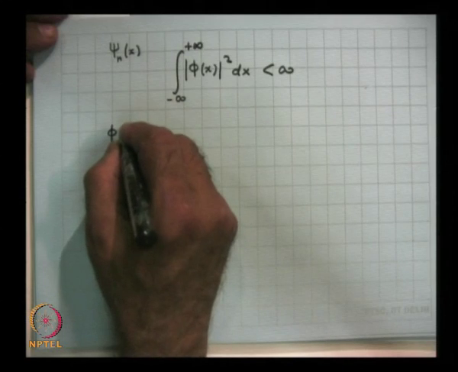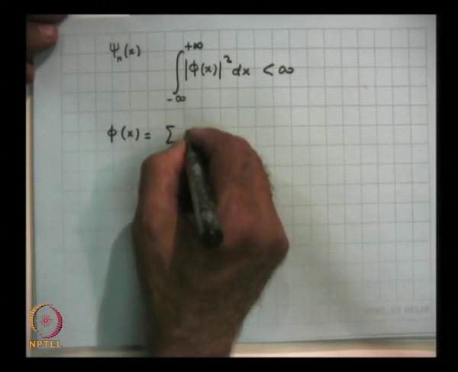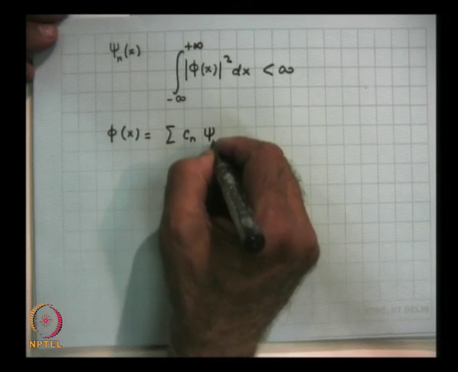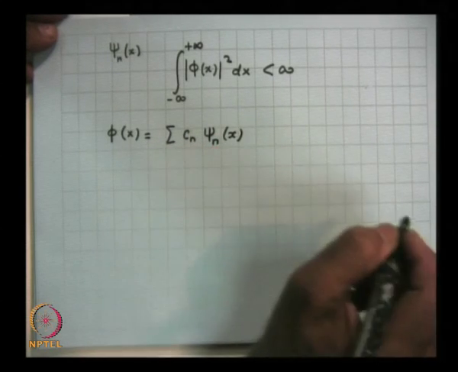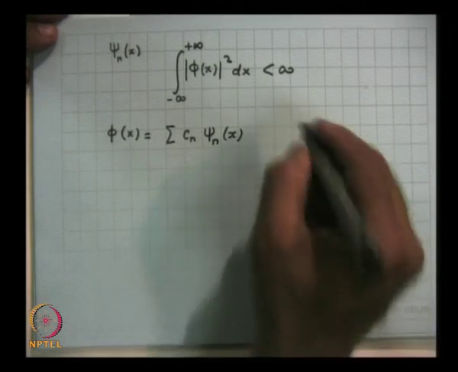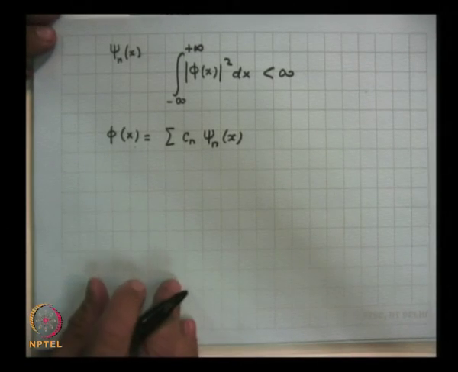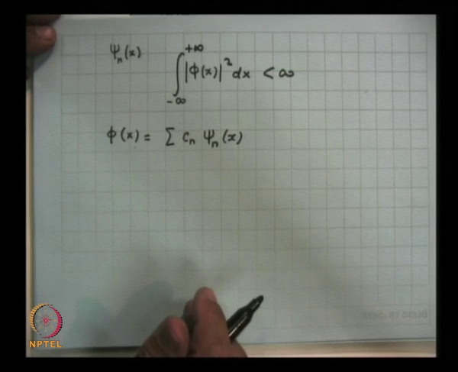and I state without proof that the eigenfunctions form a complete set of functions, that is, any arbitrary function can be described. I will give you examples of that: phi of x equals the sum of C n psi n of x. So, this is known as the completeness condition, that any arbitrary function can be represented as a linear combination of the eigenfunctions of H.